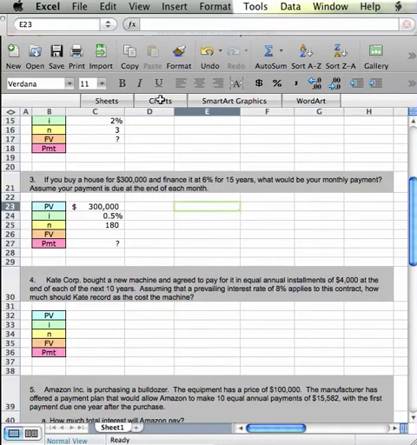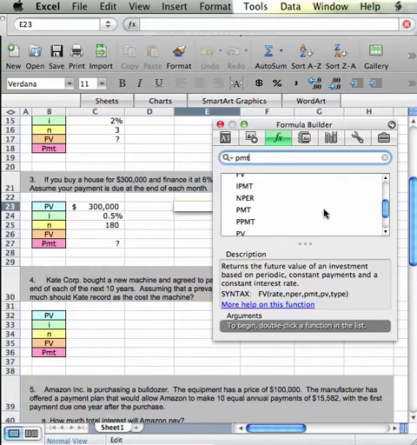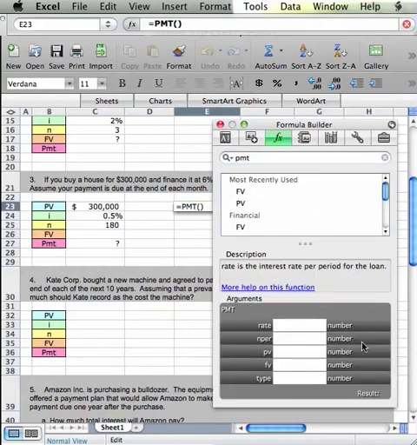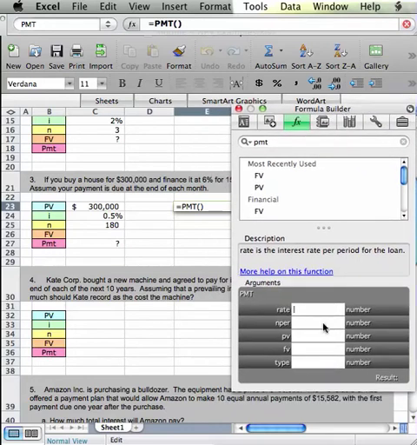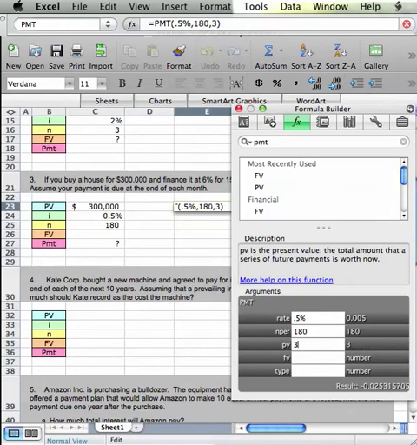So in Excel, again, we're going to choose function. In this case, because we're solving for payment, we'll search for payment, which is PMT. And when we find that in our list and select it, again, we'll input down below our various inputs. So the rate here is 0.5%. The number of periods we determined are 180 months. Present value is 300,000. Future value doesn't apply.